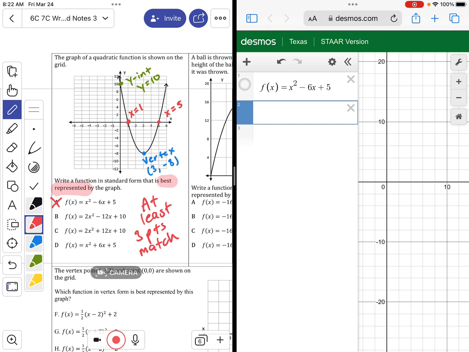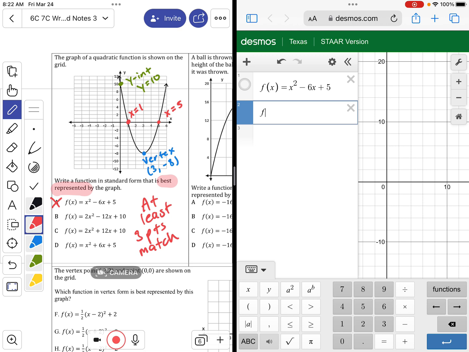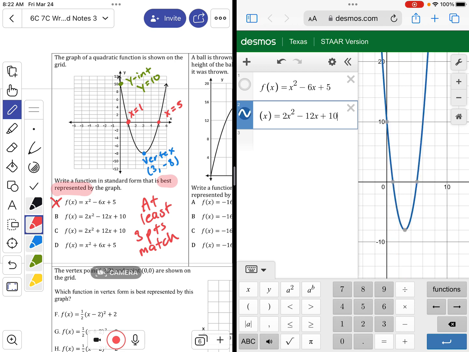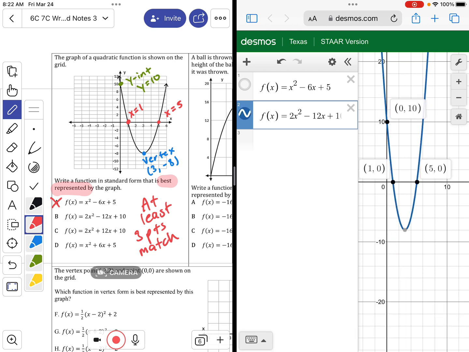So let's go ahead and try B. And hopefully this is our answer. I do suggest you guys follow along with these, or at least pay close attention so you know exactly what to do. So here our y-intercept (0, 10), okay, check. (1, 0), check. (5, 0), check. And vertex (3, -8). That is a perfect match. Our answer is B. Don't even have to test the other ones out.